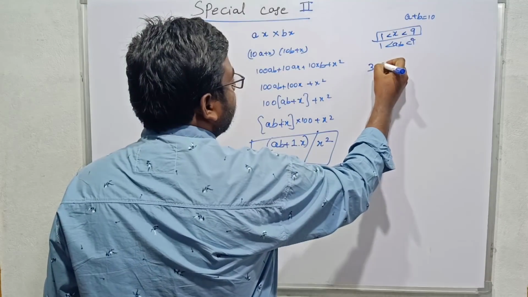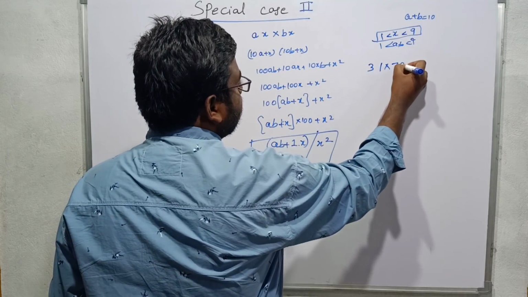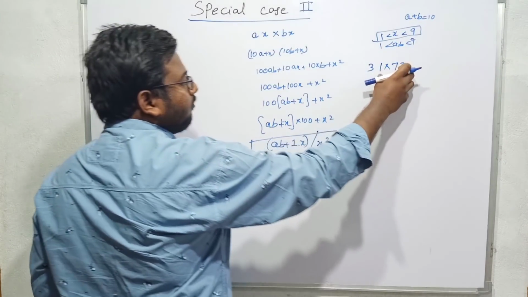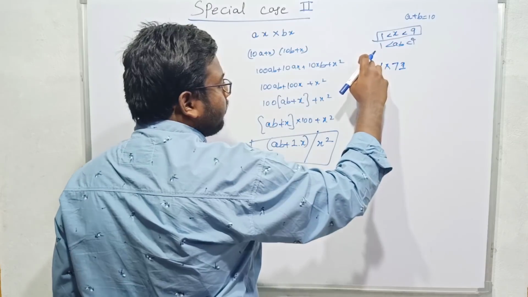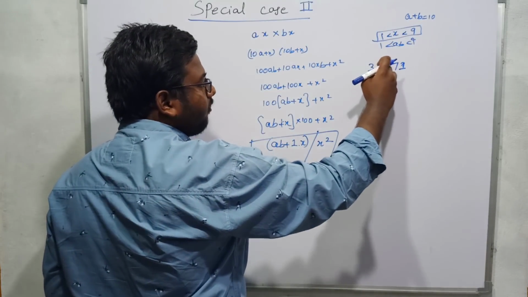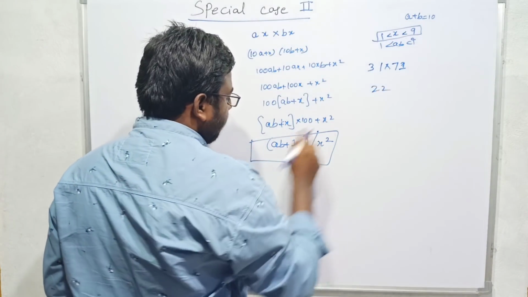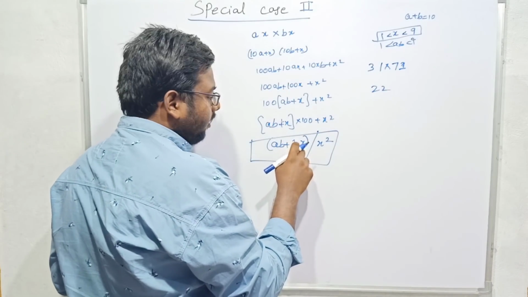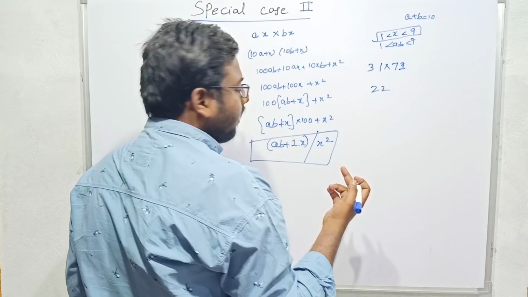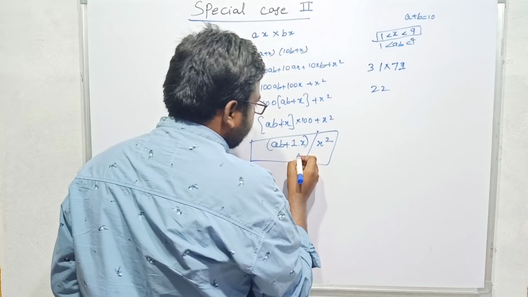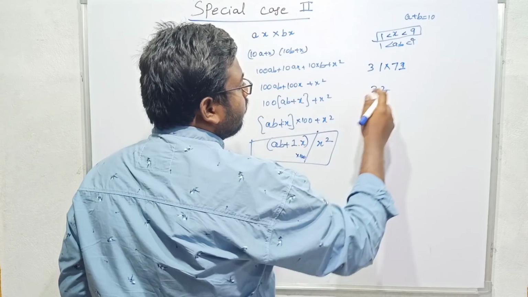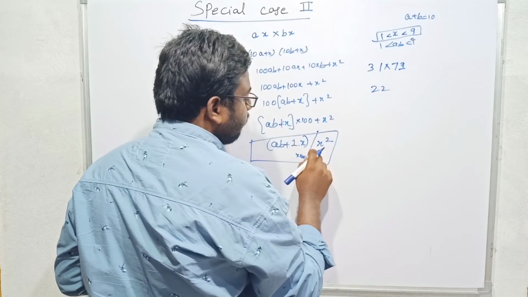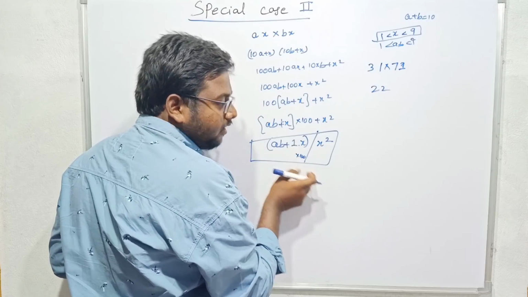For example, 31 into 71. 3 and 7 form 10, and 1 and 1 are here. What we will do is 3 into 7, it is 21, plus 1, 22. That is a into b plus x. Why 1 into x? I wrote 1 into x, you will find it later. This is nothing but into 100. 1 into 1 is 1. It should be strictly a 2 digit number because into 100 is there.